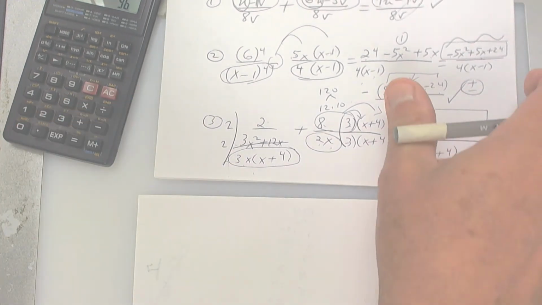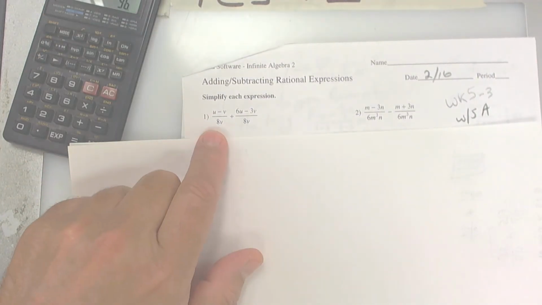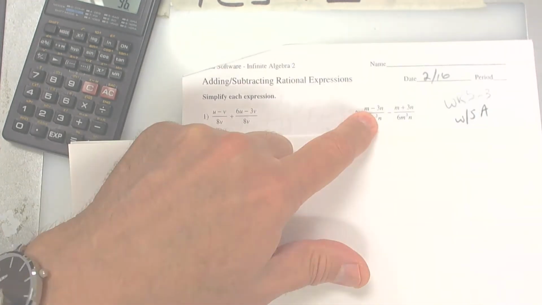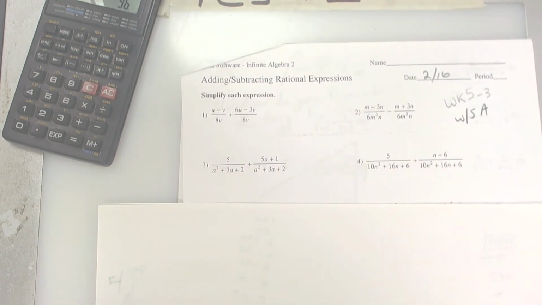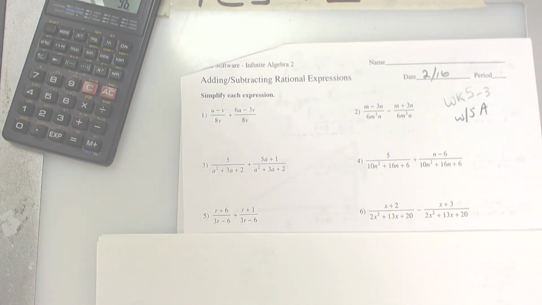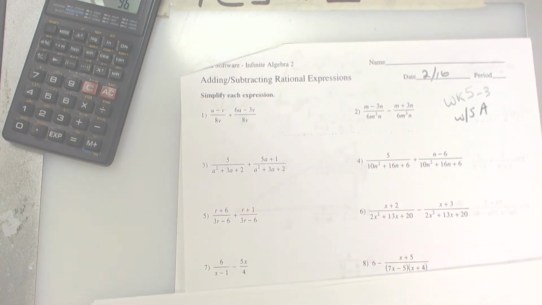Okay, so when you add and subtract, you must have the same denominator. Let's just try one together here. All right, so look, this one has the same denominator, so you just add the top. So does this one. So does this one. So all you're going to do is add that up. Okay. This one has the same denominator, so you just add up the numerators.